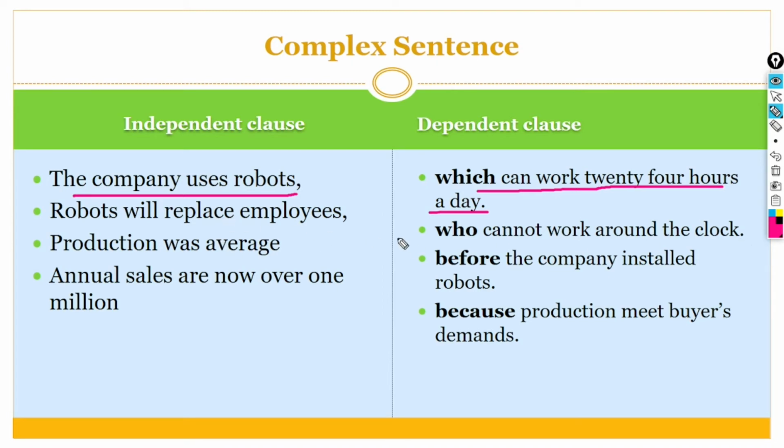So there is an independent clause and a dependent clause, and here we have used a relative pronoun. Production was average before the company installed robots. Here is another example: annual sales are now more than 1 million because production meets buyer demands. So these are examples of complex sentences, and here you can see the difference between the independent clause and the dependent clause.